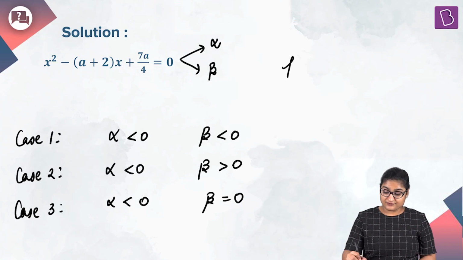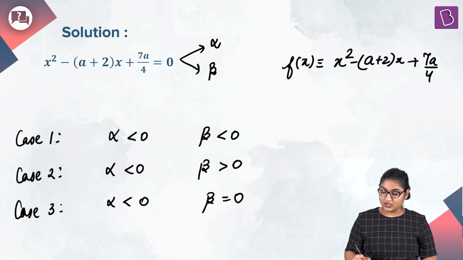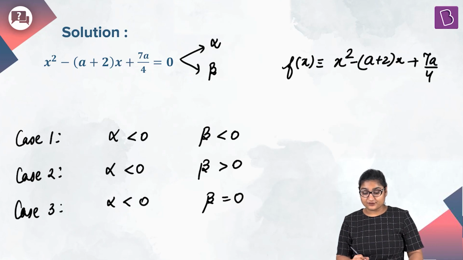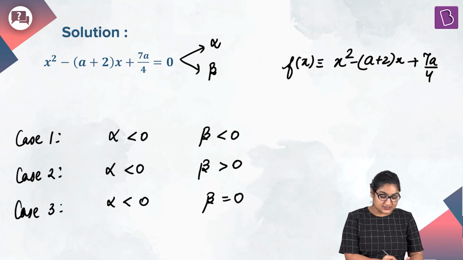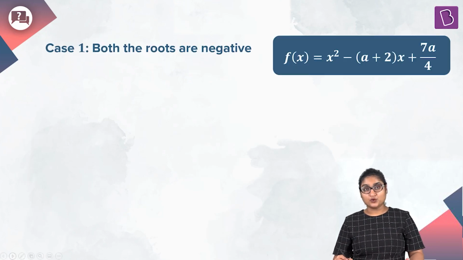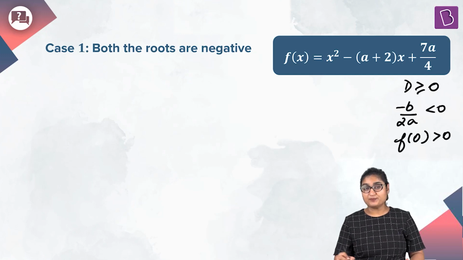Now if we assume f of x as x square minus (a plus 2) times x plus 7a by 4, we will get the graph of f of x as an upward opening parabola. So starting with case 1 where both roots are negative, if both roots are negative, D is greater than or equal to 0, minus b by 2a is less than 0, and f of 0 is greater than 0, because we have a graph opening upwards.